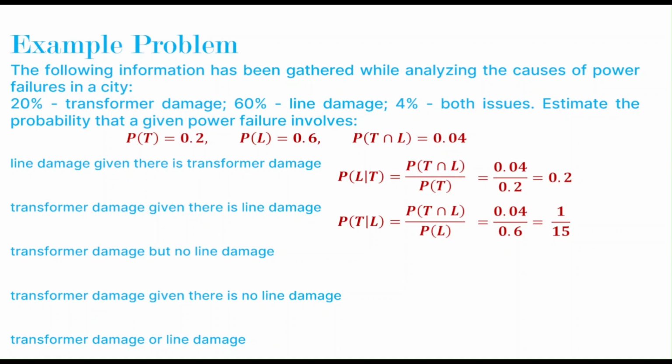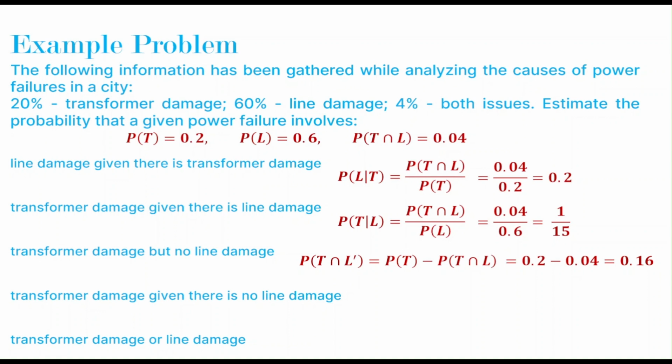The next one talks about the probability that a given power failure involves transformer damage, but no line damage. This time we need to calculate the probability of transformer damage intersection not line damage. This can also be written as the probability of failure due to transformer damage minus the probability of failure due to both transformer and line damage. This becomes 0.2 minus 0.04, and that becomes equal to 0.16.